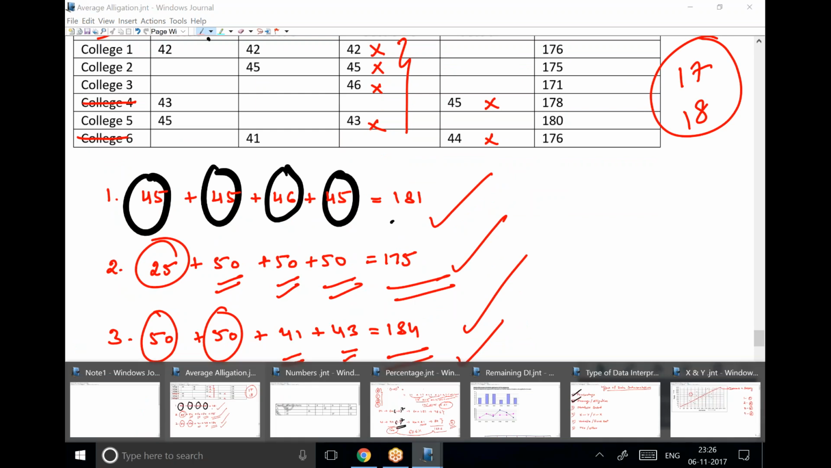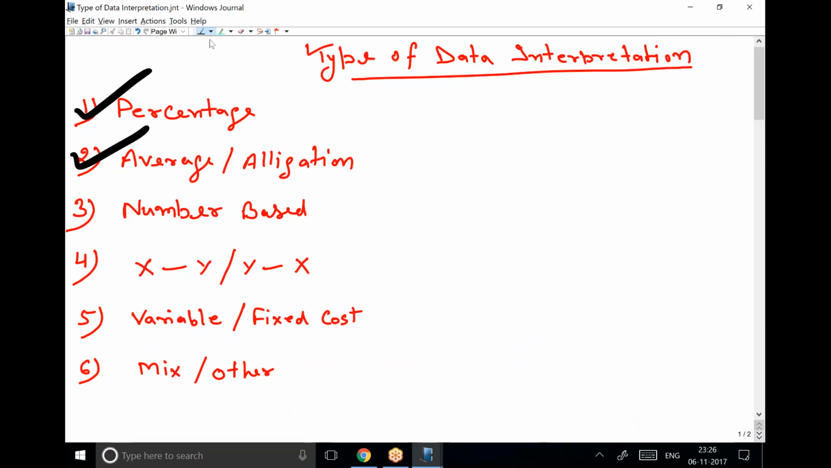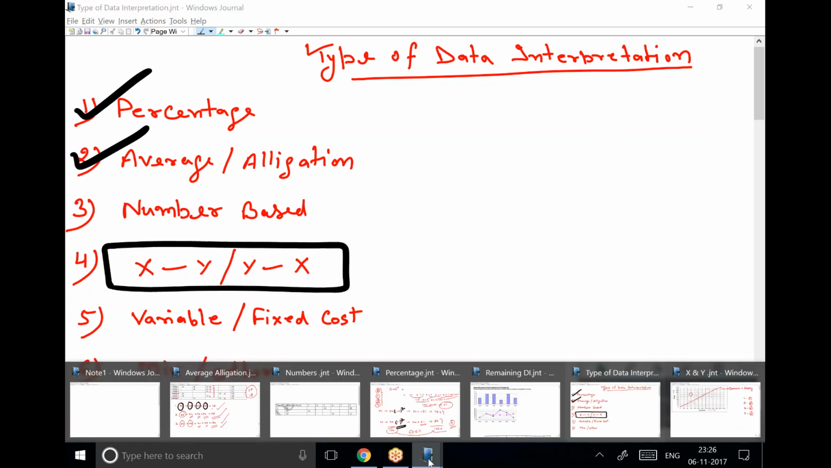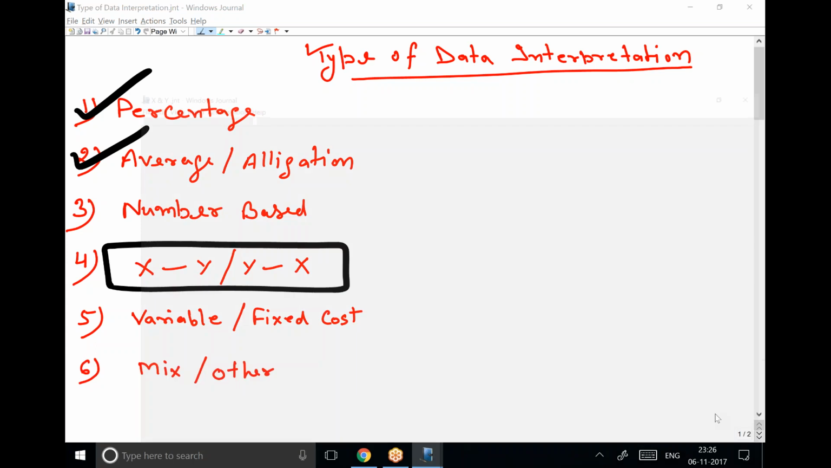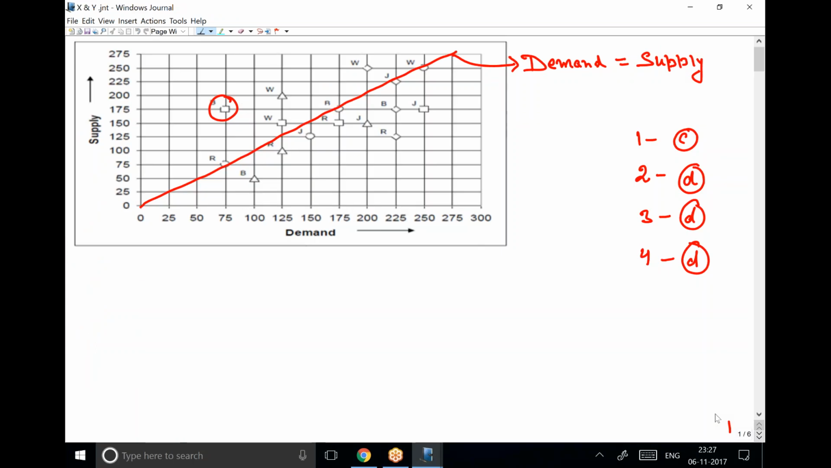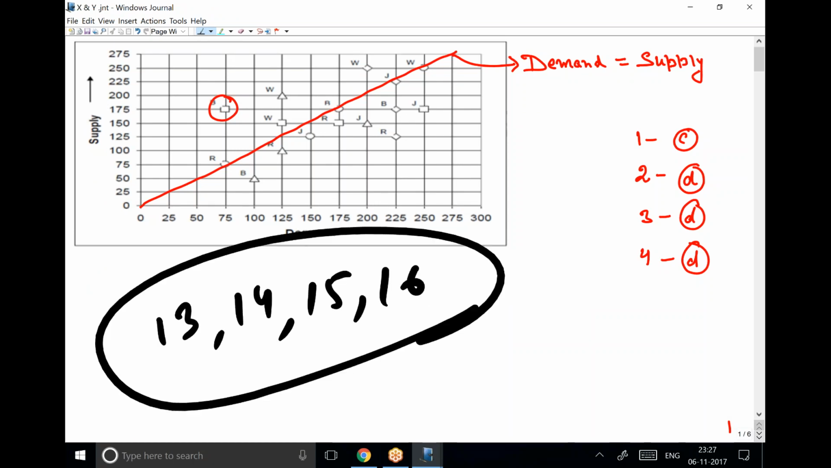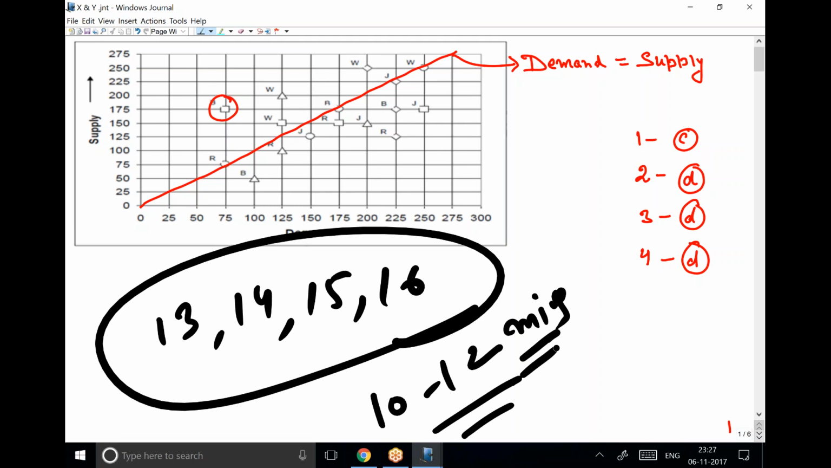Now let's move towards, so if you see, we have done two parameters here. Now I am moving towards another kind of caselet, like X and Y caselets. These caselets are very easy. So all caselets I have put in one shot. You can look into caselet number 13, 14, 15 and 16. Please read all these caselets and try to solve, and take close to 10 to 12 minutes. Try to solve as much as you can fast, then we'll discuss all the cases together.